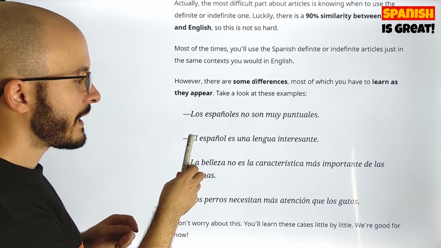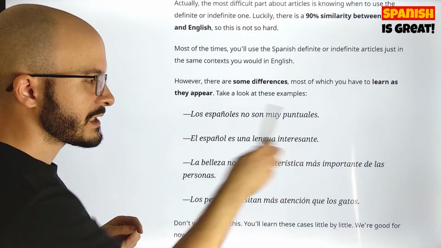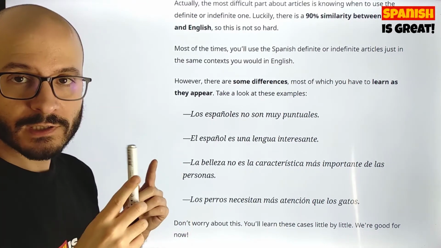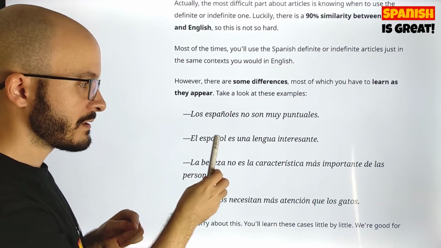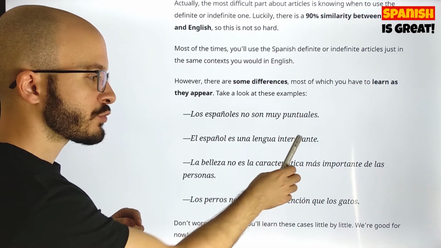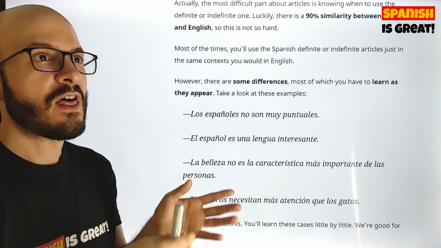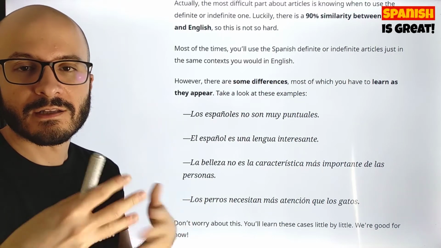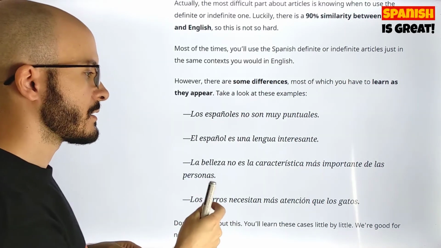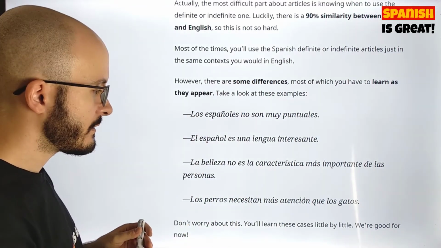Another difference. El español es una lengua interesante. We would translate this: Spanish is an interesting language. So again, we wouldn't say in English the Spanish is an interesting language. Okay? So again, there is a difference there.